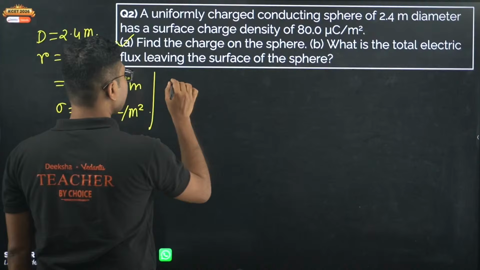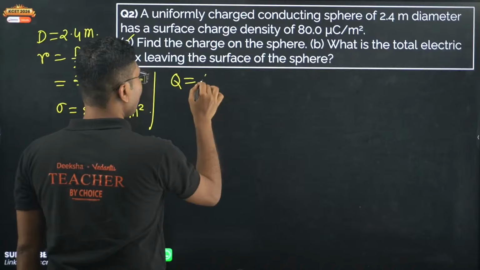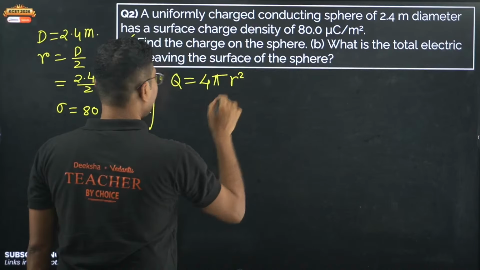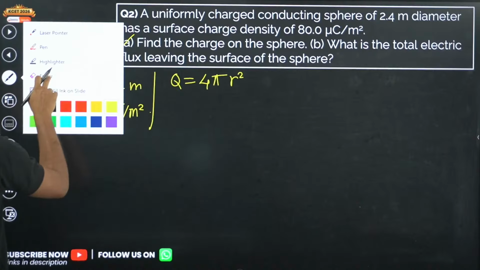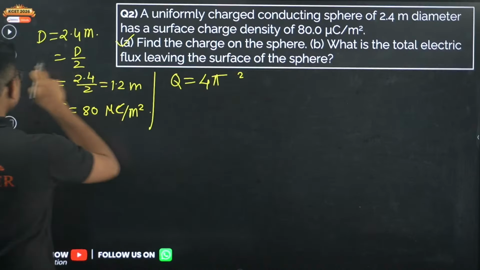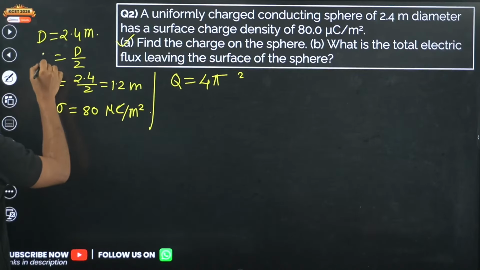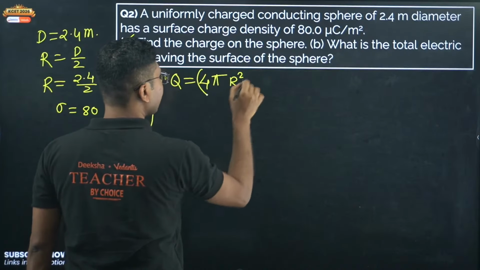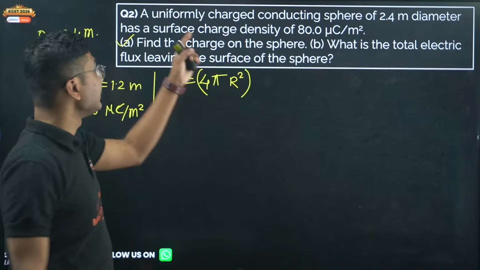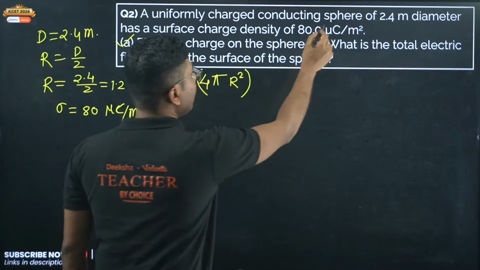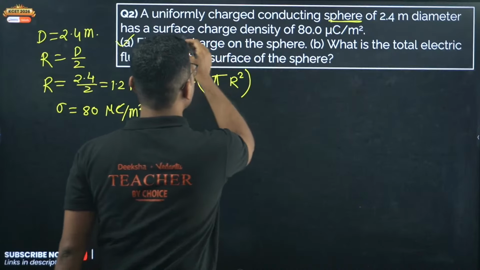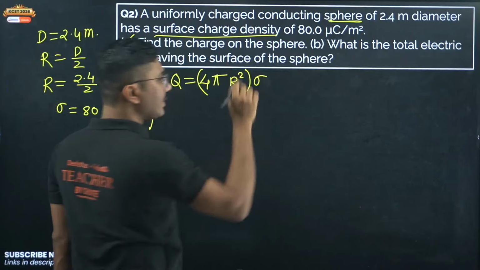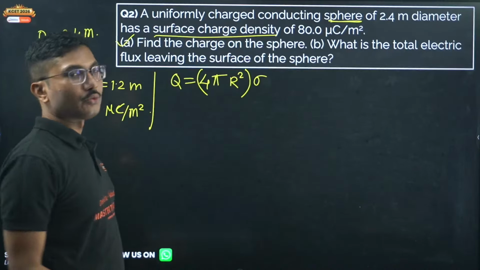How to calculate the total charge? It is very simple, 4 pi r square. Let me write the radius as capital R, since radius is generally represented by capital R. So 4 pi R square is the surface area of a sphere, because it is a spherical surface. Surface charge density is given, so surface area times the surface charge density is the total charge.